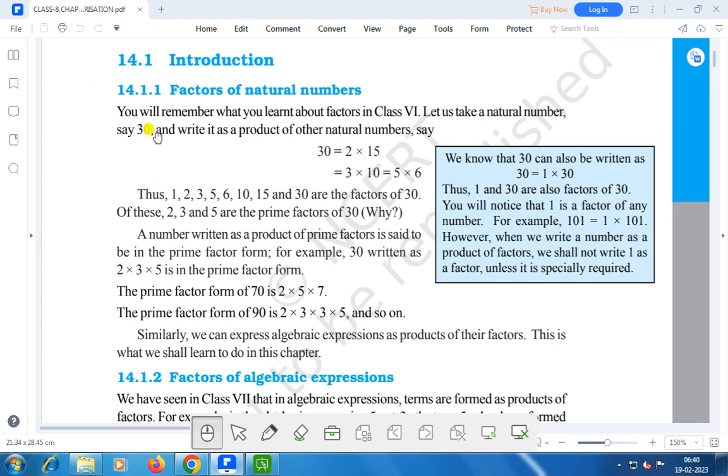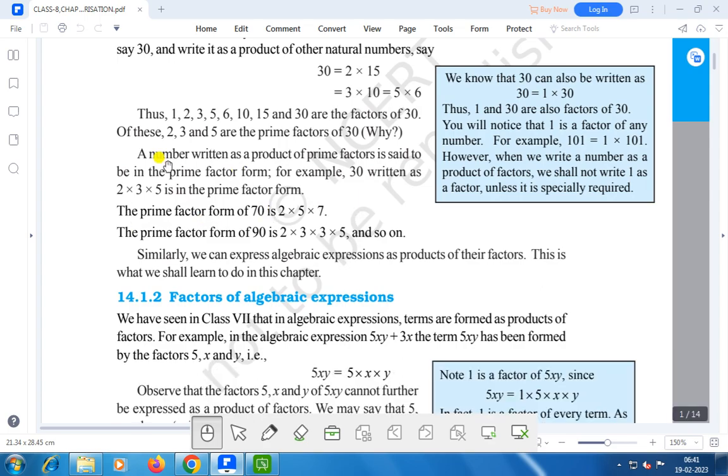Let us take a natural number, say 30, and write it as a product of other natural numbers, say 30 equals 2 into 15, 3 into 10, 5 into 6. Thus 1, 2, 3, 5, 6, 10, 15 and 30 are the factors of 30. Of these, 2, 3, 5 are the prime factors of 30. A number written as a product of prime factors is said to be in the prime factor form.